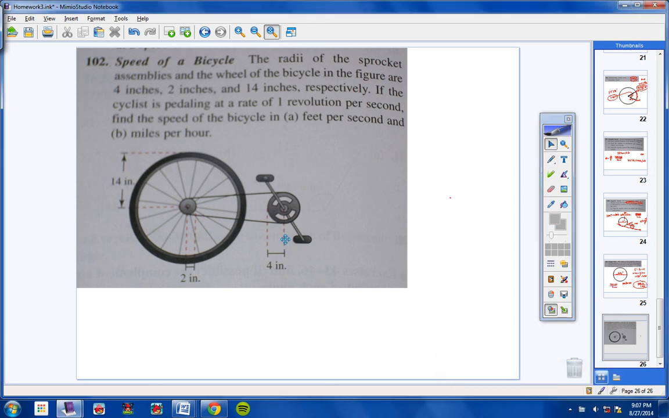Okay, students, let's take a look at number 102, our last problem. Speed of a bicycle. The radiuses, of course the plural, the right way to say that is the radii, that means plural. The two radii of the sprocket assemblies in the wheel of the bicycle of the figure are 4 inches, 2 inches, and 14 inches respectively. If the cyclist is pedaling at a rate of 1 revolution per second, find the speed of the bicycle. Now, this will be a tough problem, but hopefully if we really pay attention, we can do this, okay?